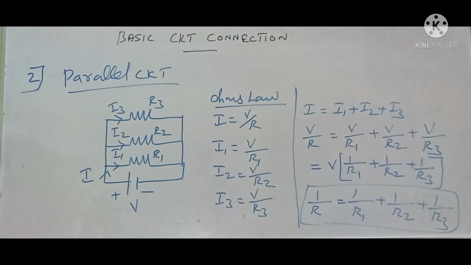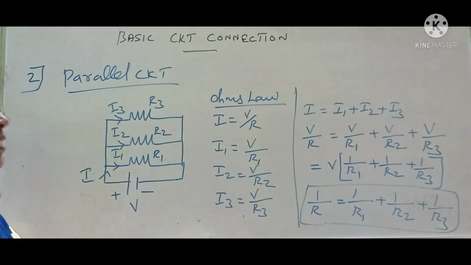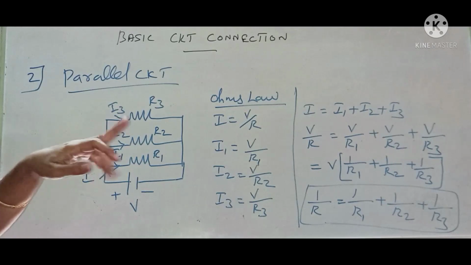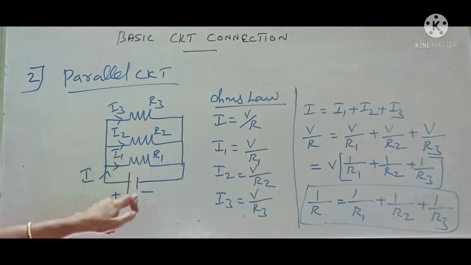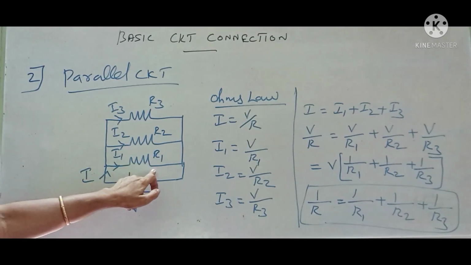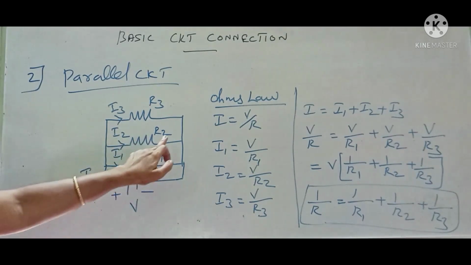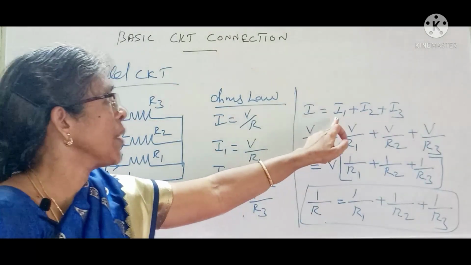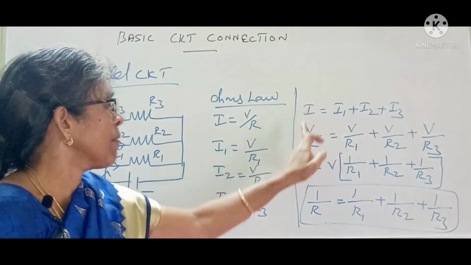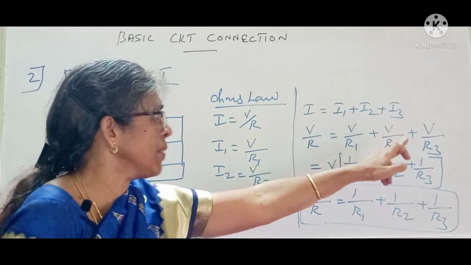Similarly, according to Ohm's law, I equals V by R. The basic equation is V equals IR. From that equation, I equals V by R. The current I1 equals the total voltage V divided by the resistor value R1. Then the second current I2 equals V by R2. The third current I3 equals V by R3. From this, the total current I equals I1 plus I2 plus I3, so I equals V by R, that equals V by R1 plus V by R2 plus V by R3.